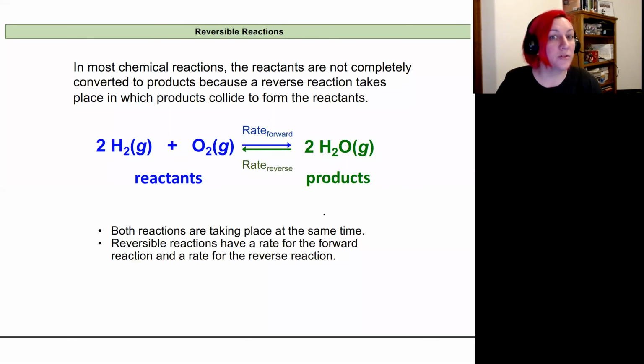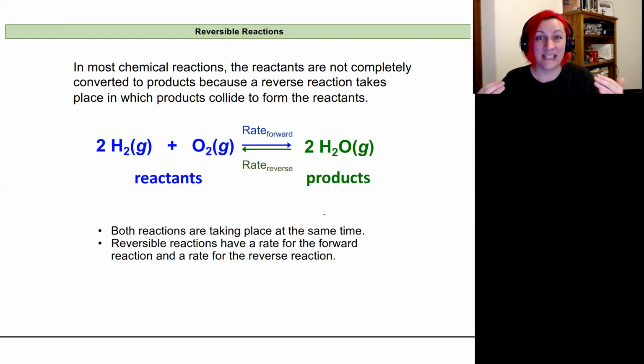So most of our chemical reactions fall into this category. Most of them are never going to be able to completely convert reactants into products, because some amount of a reverse reaction will take place where the products collide and reform the reactants. And so because of that, we're never going to get 100% conversion. Both of these reactions are taking place at the exact same time.